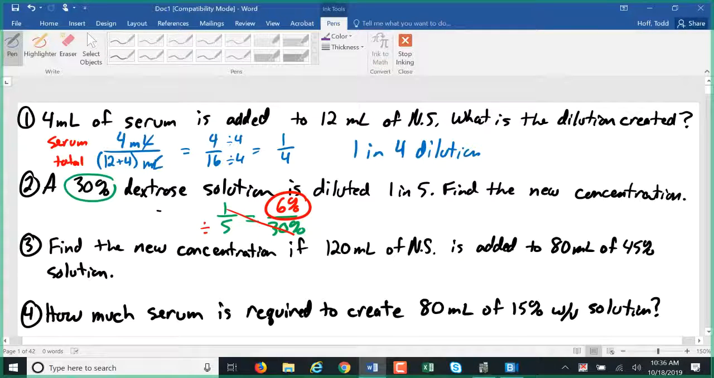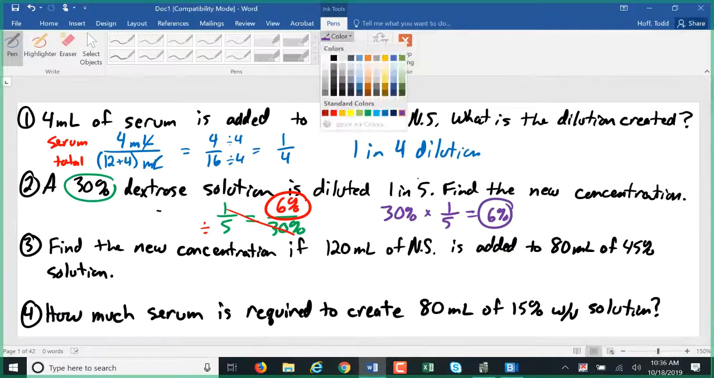Now, another way you could have approached that is you could have taken the 30% times the 1 in 5 dilution written as the fraction 1/5. That would give you 6%. Any questions on the first couple?